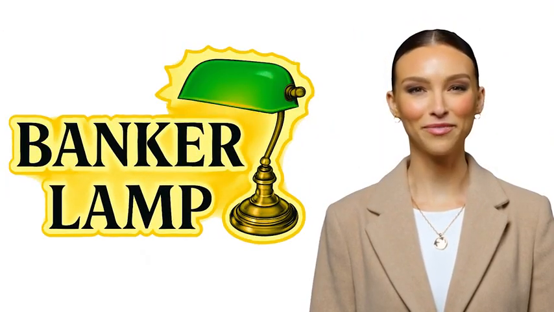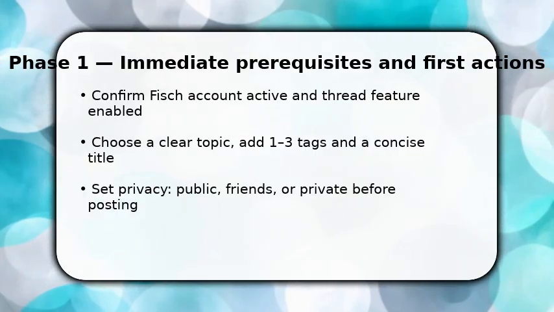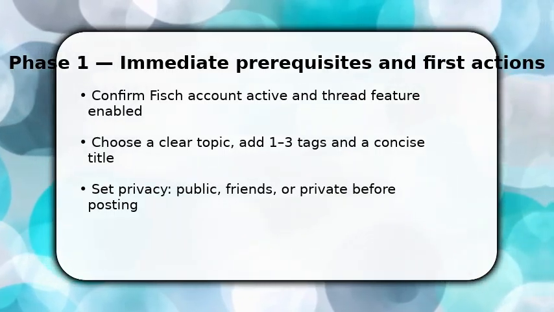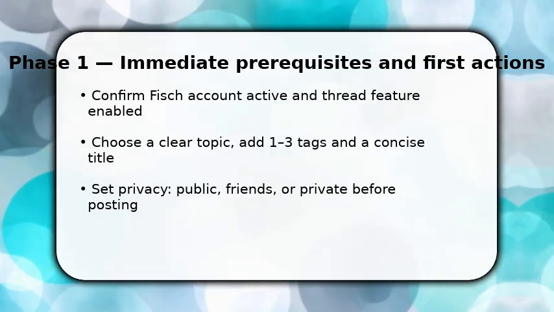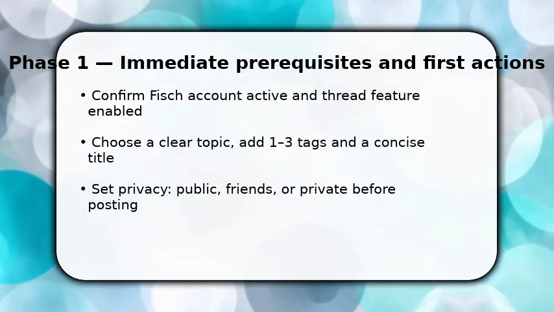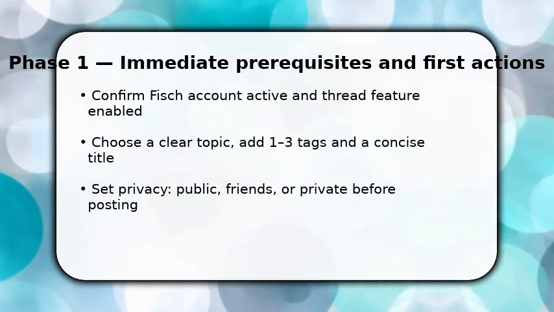Please enjoy the video. You start by checking that Fisch shows the thread option in your account. Enable it if necessary. Next, pick a focused topic and add 1 to 3 tags so people discover it. Then set privacy, public, friends, or private, because visibility affects responses and moderation.